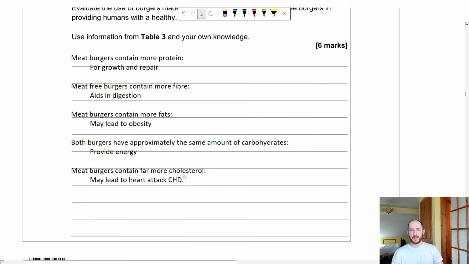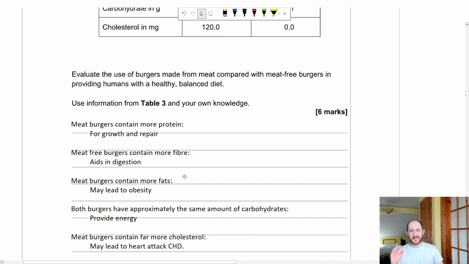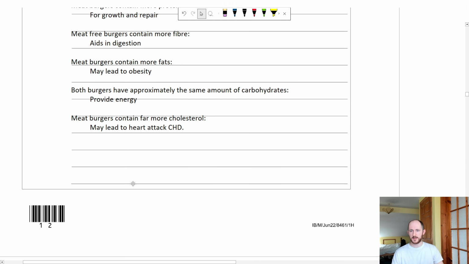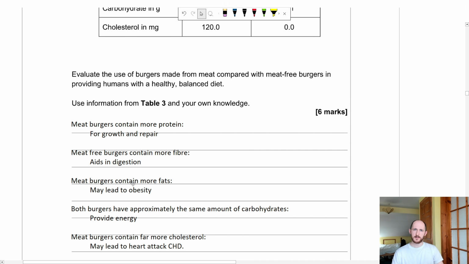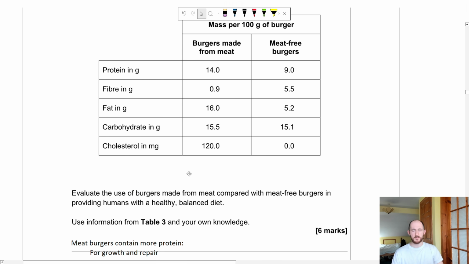You don't need to write pages of stuff, but the worst thing I see is when people write paragraphs and they get like 4 out of 6 because they haven't written about all of them. You have to read each one, you have to compare each one, you have to evaluate. You have to. So just do that in as few words as humanly possible.